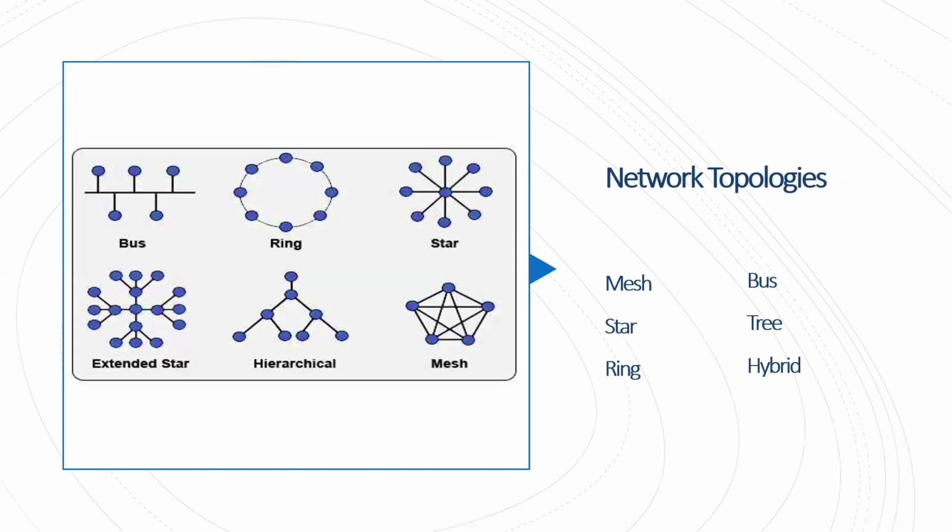Great. Now that we have understood the types of networks, let's dive into network topologies. A topology defines the layout of how devices are connected in a network. We'll cover six common topologies: mesh, star, ring, bus, tree, and hybrid. As you can see, here are images of what the different topologies look like. So we'll jump into the different topologies.